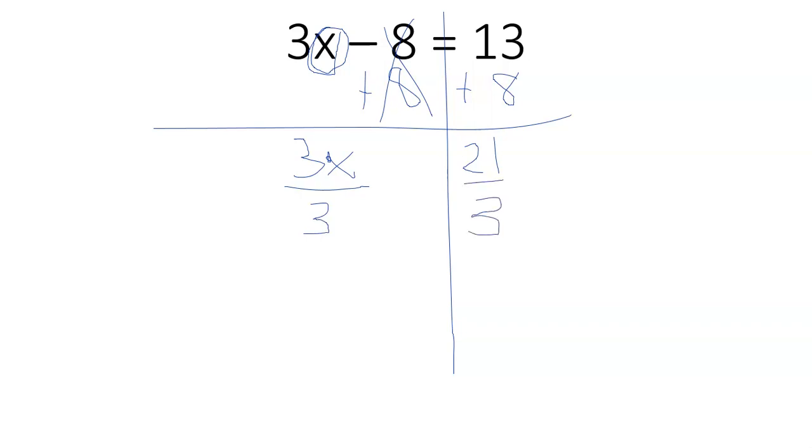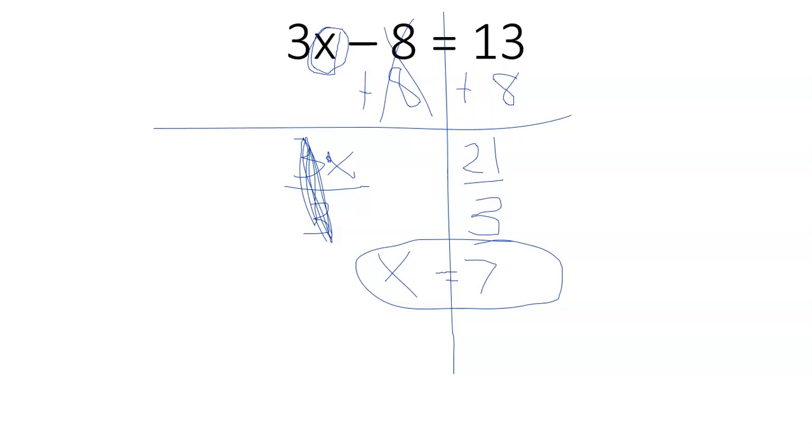So 21 divided by 3, and because I divided by 3, it's gone on this side. We're just left with x on this side. 21 divided by 3 is 7. And that's my answer. X equals 7.